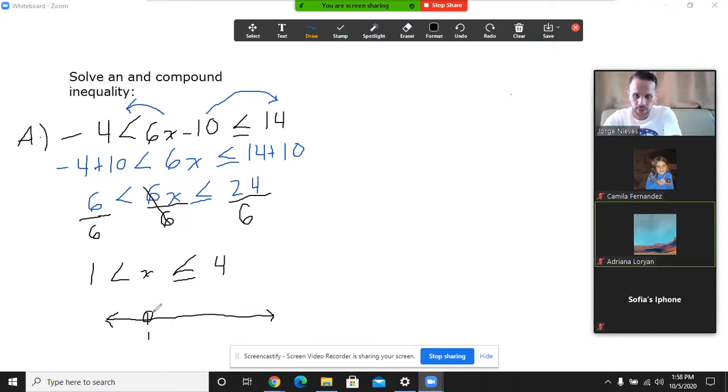1 is not included. And the other part of the compound inequality is less than or equal to 4. So it's going to be like this. This part is going to be included because it says that it's less than or equal to 4. So this is basically how we graph a compound inequality. Okay? Preguntas, dudas de esto.